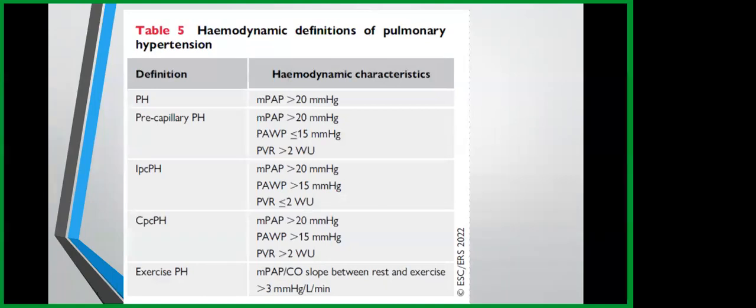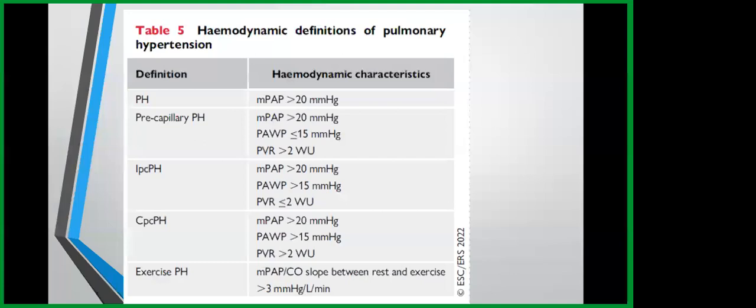Like we said, mean pulmonary artery pressure more than 20 is the definition of pulmonary hypertension. Okay, so pre-capillary, of course, if there's pulmonary hypertension, the mean PAP will be more than 20. Okay, the wedge pressure will be normal, less than 15. Okay, and the pulmonary vascular resistance will be elevated. So this is what we see in groups 1, 3, 4.